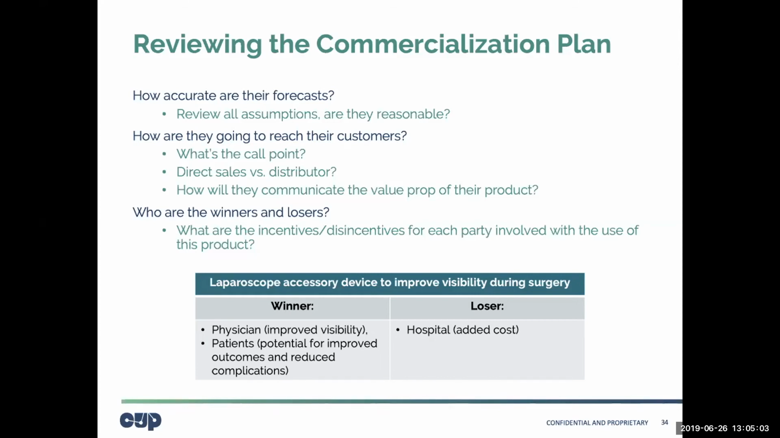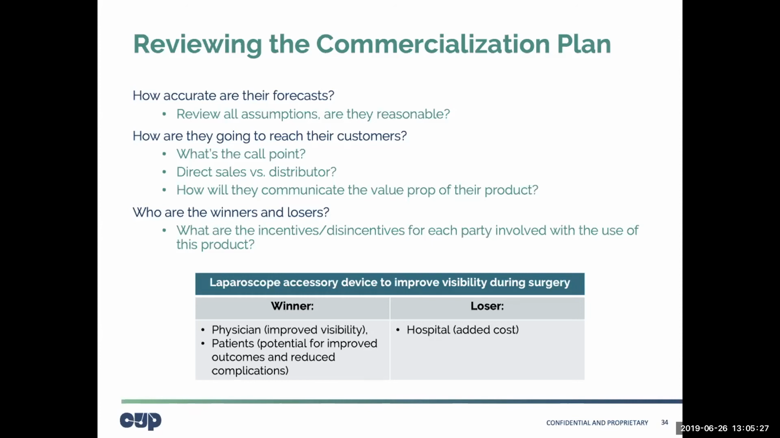We want to know how they're going to reach their customers. So a call point, meaning which clinic, if it's a drug, which clinicians will prescribe it. Is it primary care, your general practitioner, or is it a specialist? That actually has impact on maybe the sales force you might need to market the drug. And then, who are the winners and losers for that product?